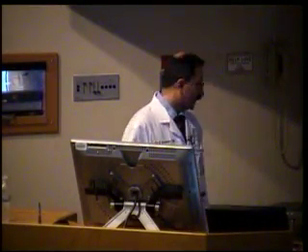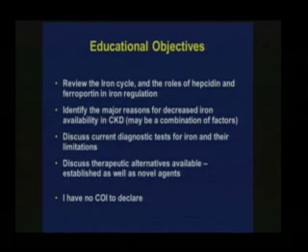So the educational objectives are, of course, listed on the handout, but here are the main ones. We'll review iron metabolism and the roles of hepcidin and ferroportin. We'll identify the major reasons for decreased iron availability in CKD. We'll talk about some of the current diagnostic tests that we use and their limitations. And then we'll discuss some of the therapeutic alternatives that we have available.